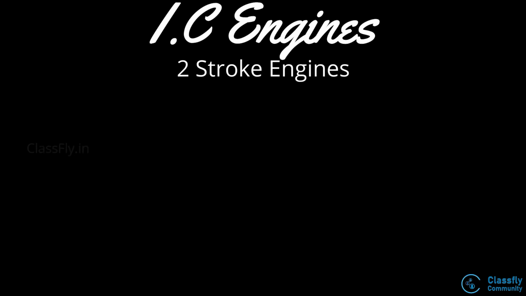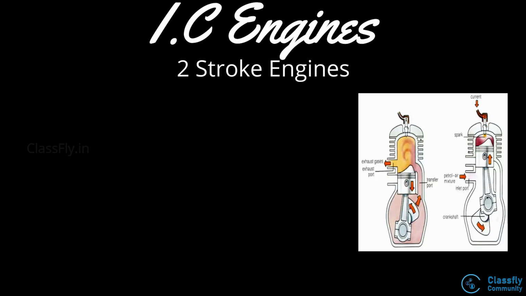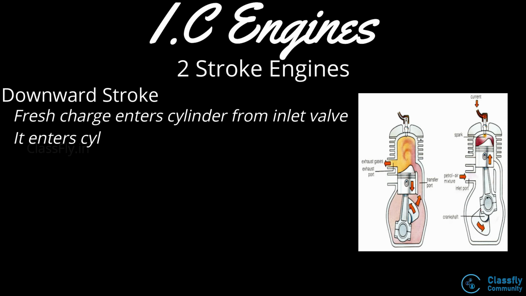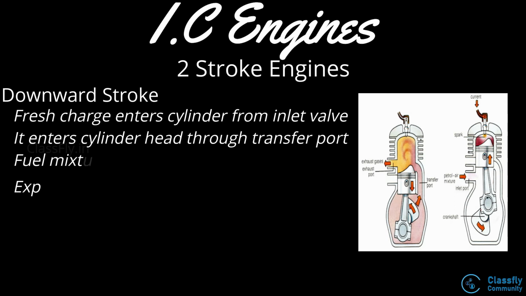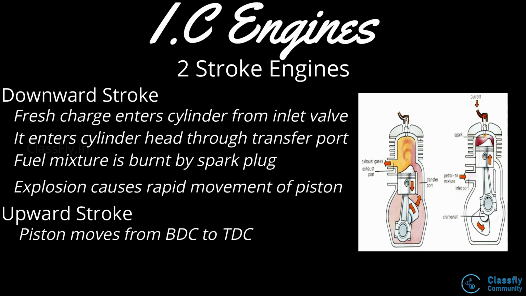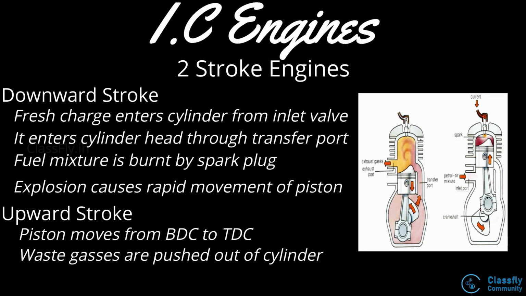Then we studied the construction and working of a 2-stroke engine, in which there were 2 strokes, that is the downward stroke, which resulted in the entry of fresh mixture of air and fuel into the cylinder, and also the transfer of this mixture into the cylinder head through the opening of the transfer port, and then the combustion of the fuel using a spark plug, and then the upward stroke, during which the piston moved from the BDC to TDC, hence forcing out the combustion gases and the used mixture outside of the cylinder. Then we studied about the numericals based on the concept and calculations for IC engines.